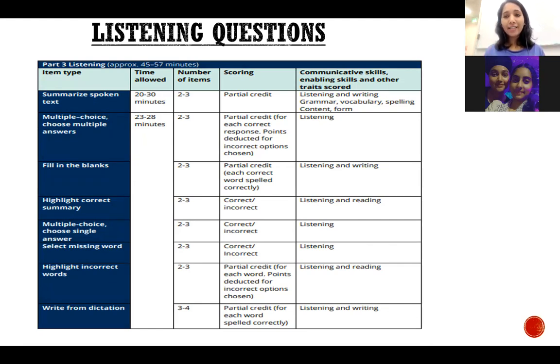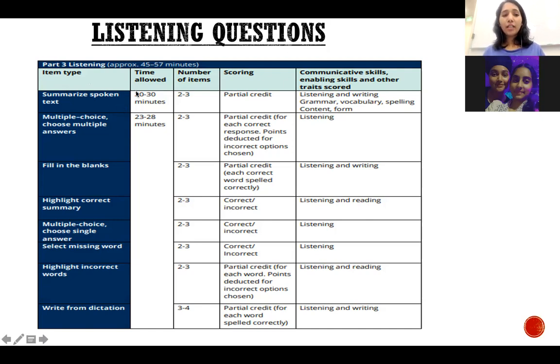This summary has to be written between dash to dash words. What's the word limit? Ma'am, word limit, I don't know. It is between 50 and 70 words long. So 50 is your minimum and 70 is your maximum. The word limit for Summarize Spoken Text is 50 to 70 words, so please make sure that you don't go even a word below 50 or a word above 70.